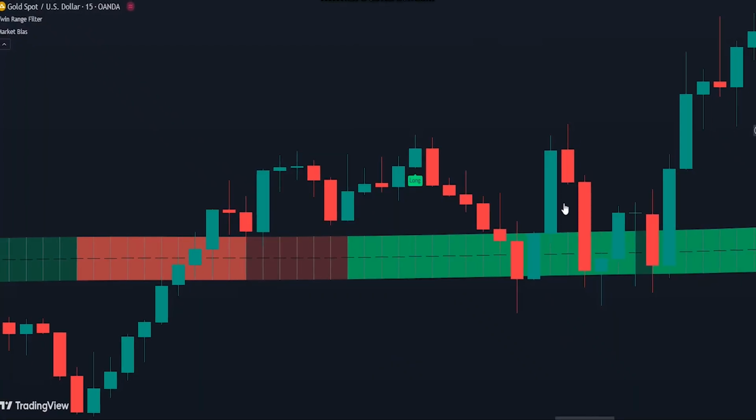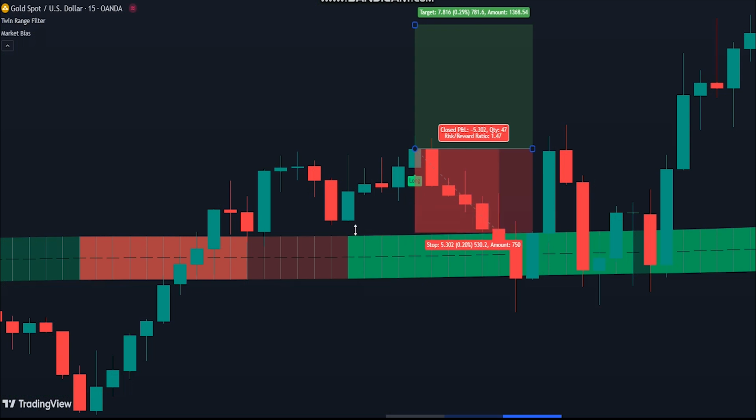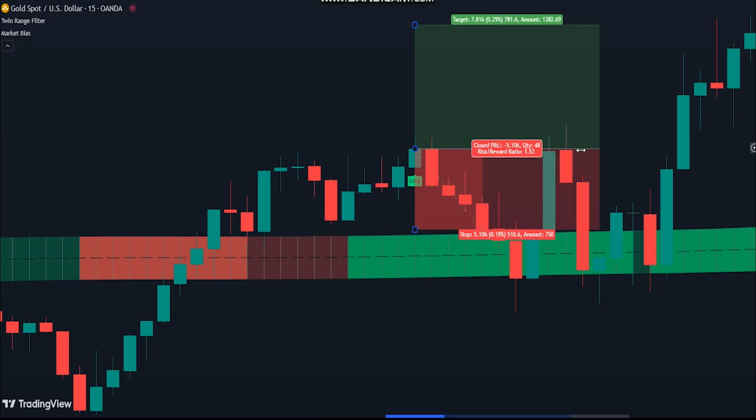In this example, the indicator gave us a buy signal. Now we need to check if the confirmations are suitable for entry. The signal is above the market bias indicator, and the indicator color has turned green. So we can enter the buy position right here and place the stop loss behind the previous low. However, the price reverses and our stop loss is hit.